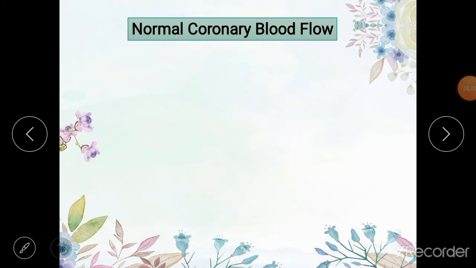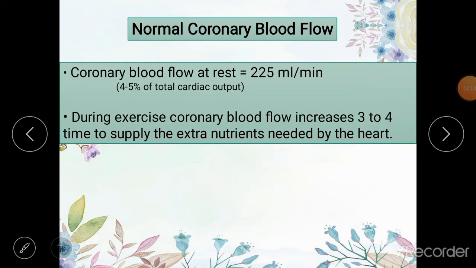So, what is the normal coronary blood flow? When you are at rest and not exercising, your body is not in sympathetic drive. At that time, your coronary blood flow is around 225 mL per minute. It is around 4 to 5% of your total cardiac output.